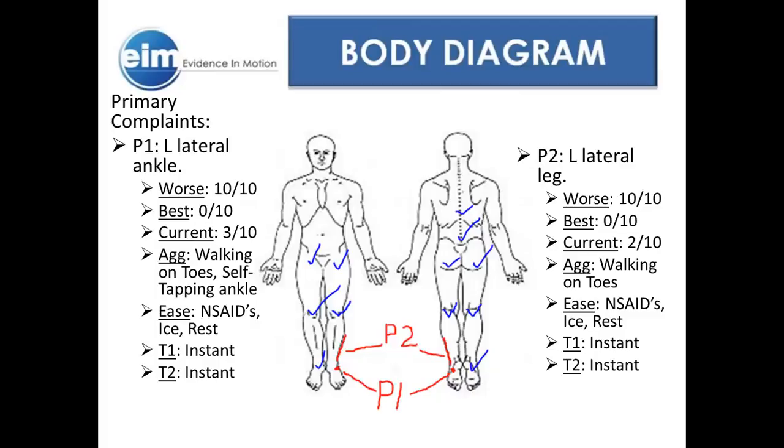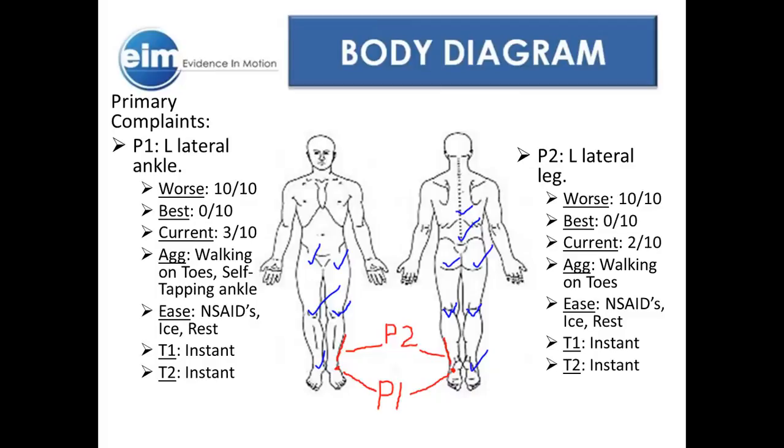I began my history by determining that there were two different areas of pain. P1 was in the left lateral ankle, which was worse at 10 out of 10, soon after the day after the incident. Best is 0 out of 10. Currently it was about a 3 out of 10 with normal activity. Aggravating factors consisted of walking on the toes and tapping the ankle by himself. Easing factors include anti-inflammatories, ice, and rest. T1, or time to onset, is instant. T2, or time to ease, is instant.